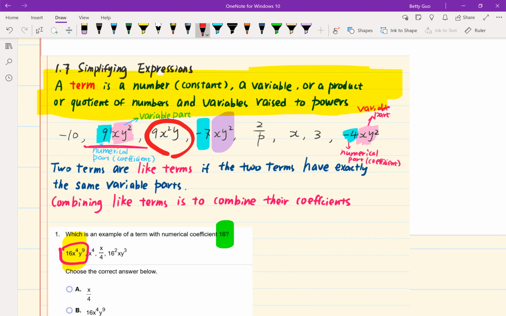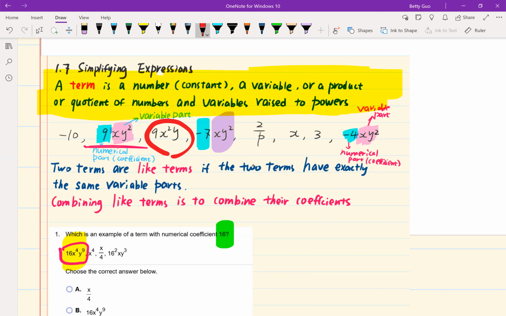So x is also by itself. 2 over p is also by itself. So am I clear about what are like terms? Angela? Okay. So if we have like terms in an expression, we need to combine them. Combining like terms is to combine their coefficients.